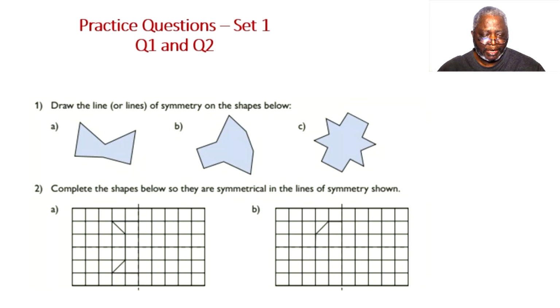Question 1. Draw the line or lines of symmetry on the shapes below. Use your squared line paper and you can reproduce that and draw it. It's very easy. Question 2. Complete the shapes below so they are symmetrical in the lines of symmetry shown.